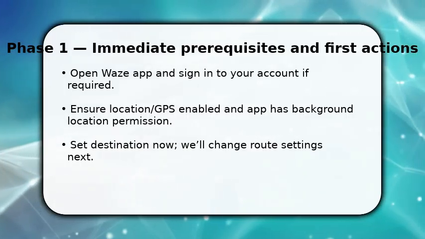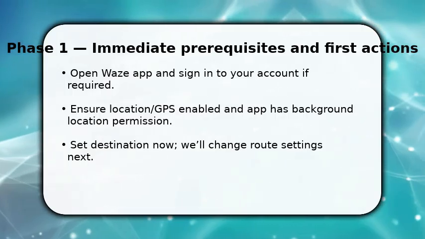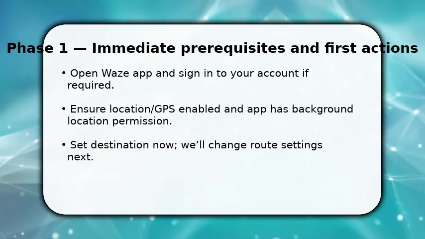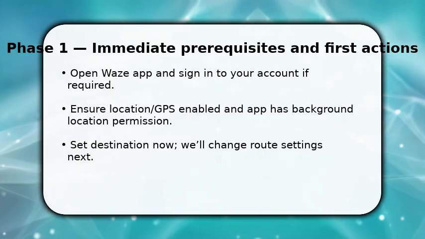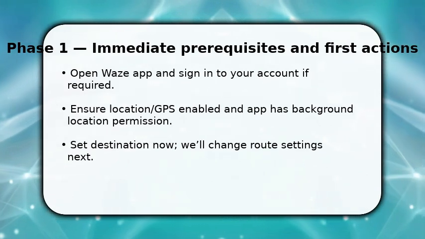This is where you control toll preferences. Don't delay on settings. Change them now so Waze recalculates routes without toll segments. This first step saves time, because Waze uses live map data to show alternate roads immediately.